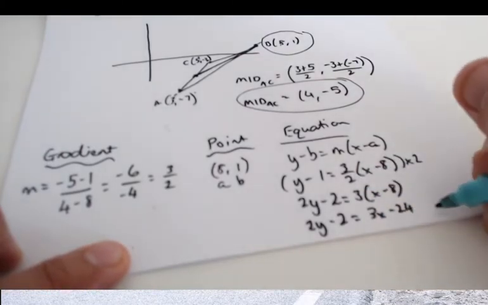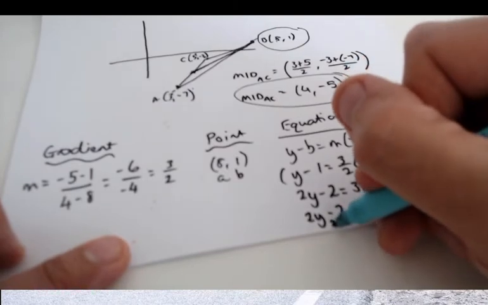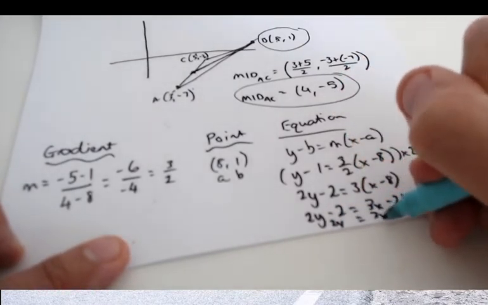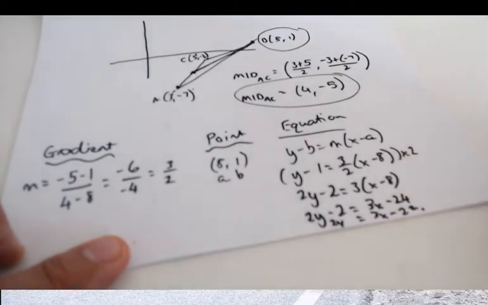Add 2 to both sides. Final answer, can I squeeze it in? 2y will equal 3x minus 22.